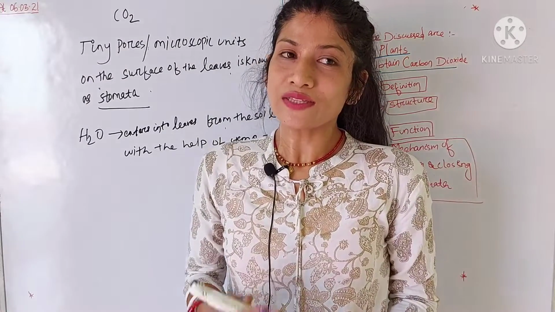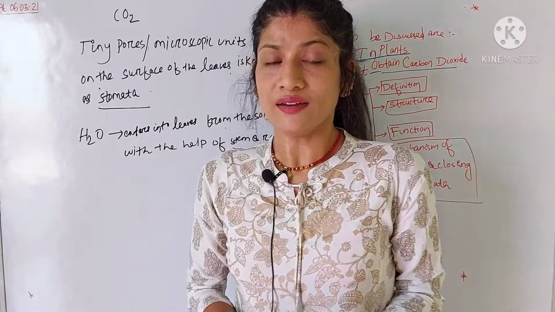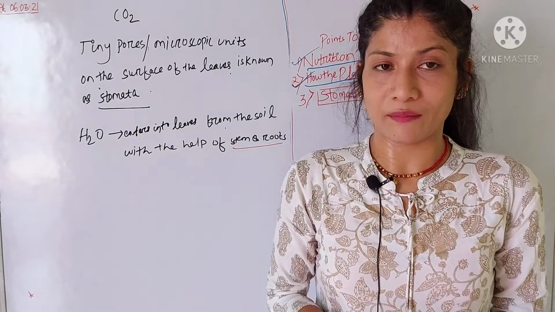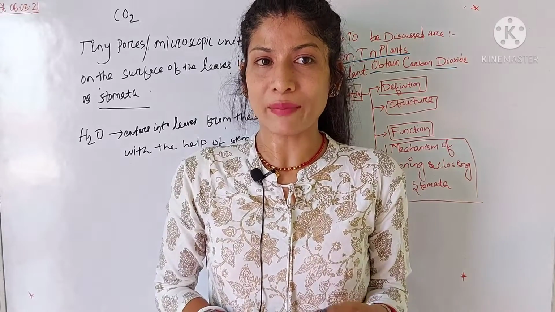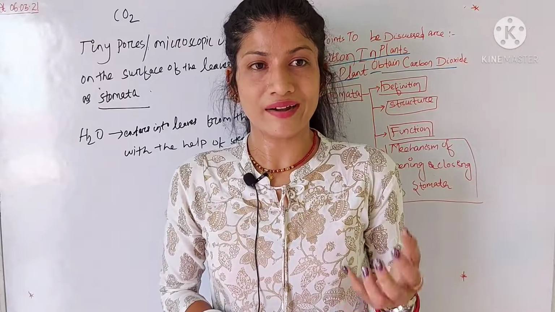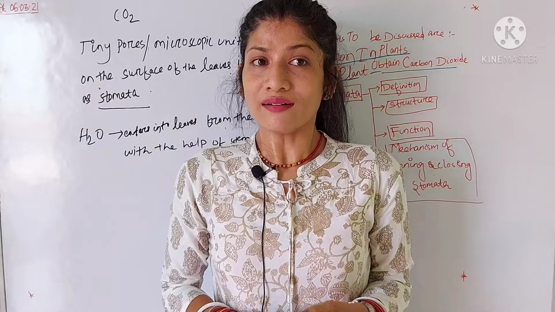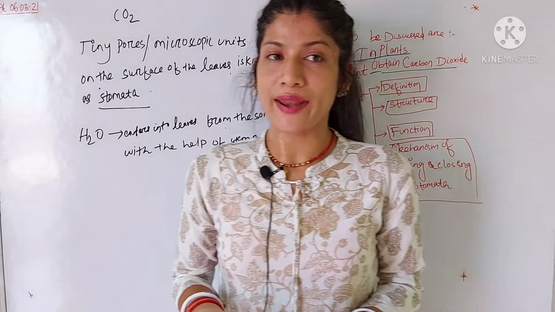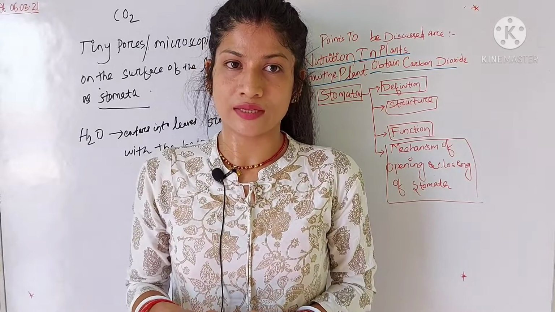Okay students, the sunlight energy is absorbed by the chlorophyll pigment, or the green pigment. That means the chlorophyll pigment traps or absorbs the solar energy, and this solar energy is used to carry out various activities during the process of photosynthesis.